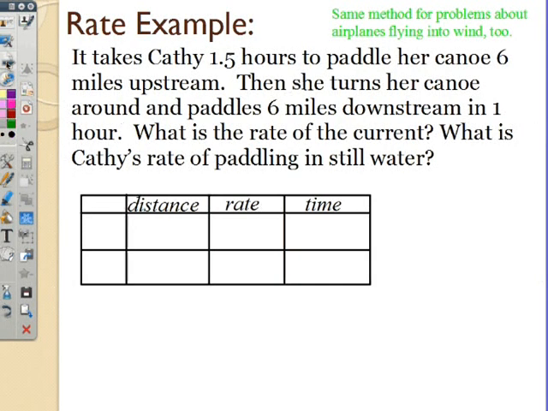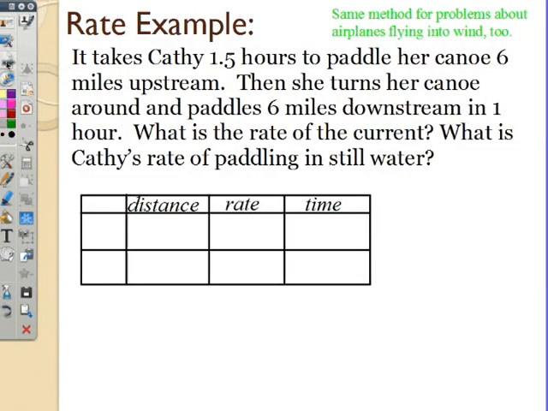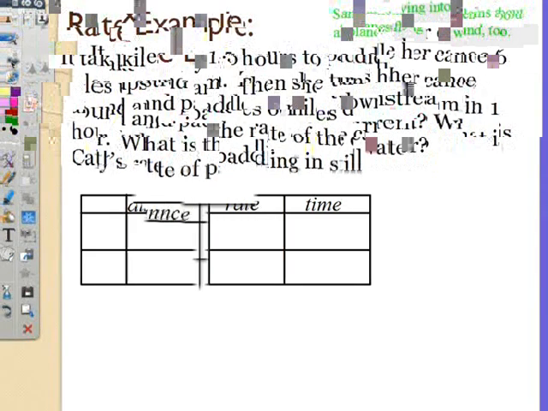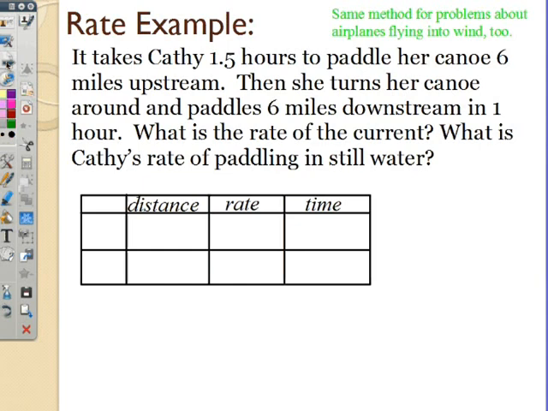Remember, the current is the rate that the water flows by itself because it's heading downhill toward bigger rivers and eventually the ocean. So when you're going upstream, you're going slower because the river is going past you and it's trying to pull you downstream. When you're going downstream, you get to go faster because the current is helping you as you paddle. So what is the rate of the current and what is Kathy's rate of paddling in still water?